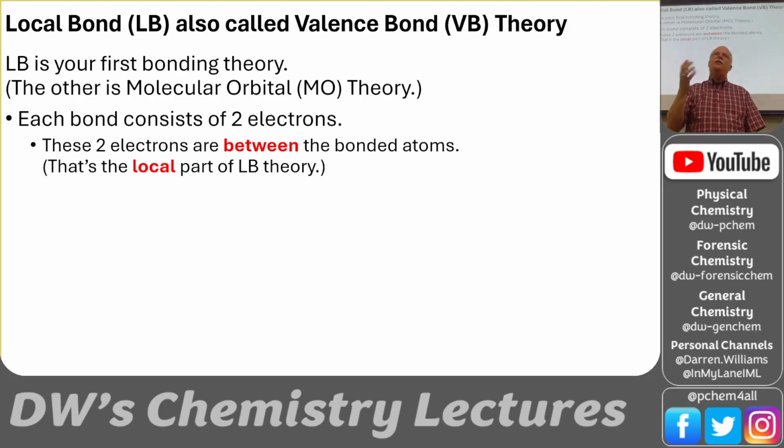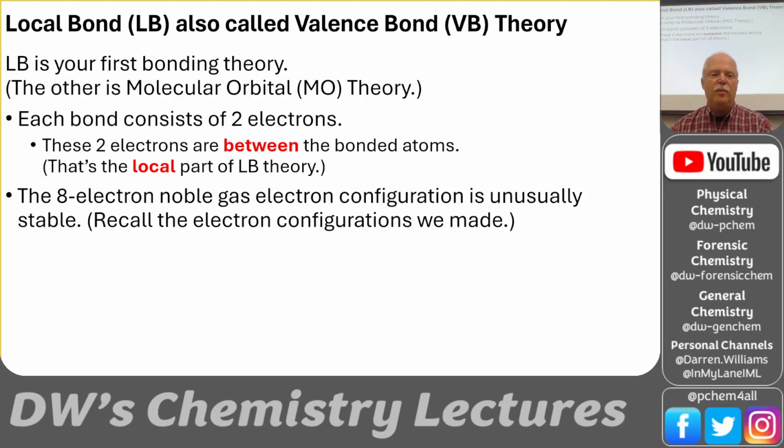Valence bond, you understand that word valence is the valence electron. So these are bonds formed by the valence electron. So that's why it's called valence bond theory. But I think local bond theory is more an appropriate name because we're saying that the two electrons that form the bond are local to the two atoms. So they are between the two atoms that they form the bond with. So these two electrons are between the bonded atoms, and that's the local part of local bond theory.